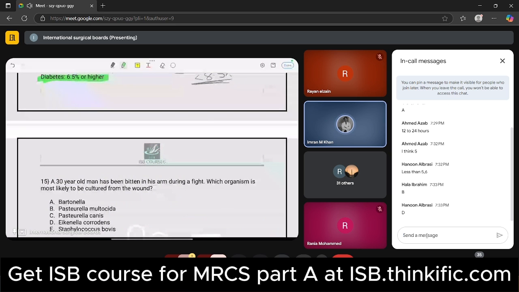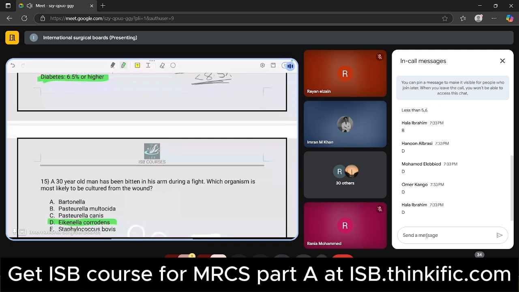Okay, it's during a fight, so I guess it's a human bite. Then I will choose option D, Eikenella corrodens. Yeah, okay. Must have been fighting with a woman, right? Yes. Usually they use bites. I've seen men use bites, right? I've seen a couple of fights where men use bites, but usually it's the women's side, they use bites and hair pulling and things like that.